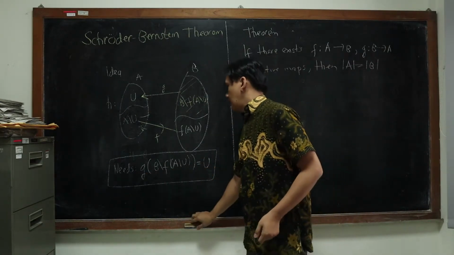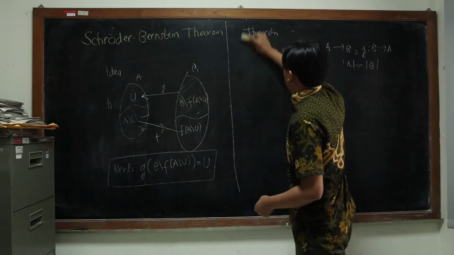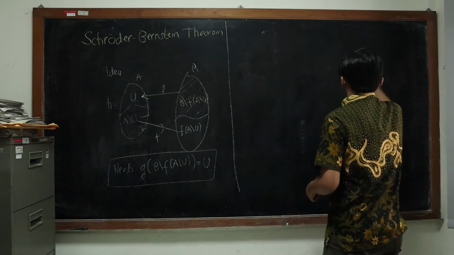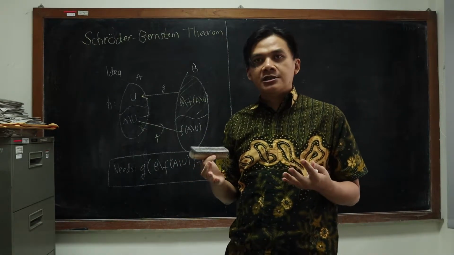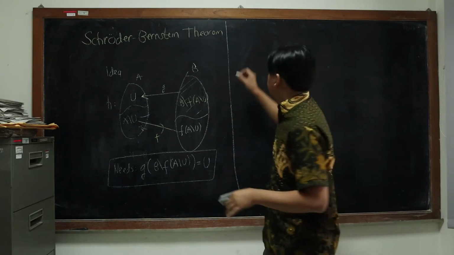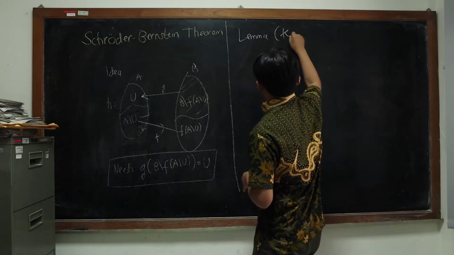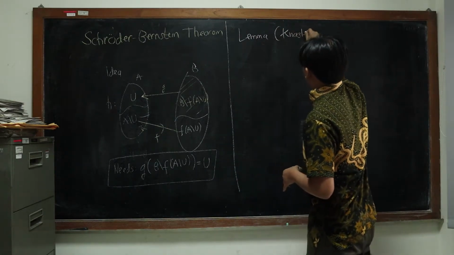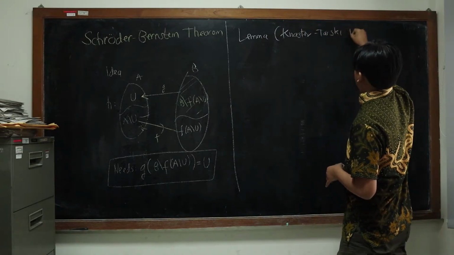Now, in order to find this particular U, we need a lemma. And the lemma is called the Knaster-Tarski lemma, the Knaster-Tarski fixed point lemma.